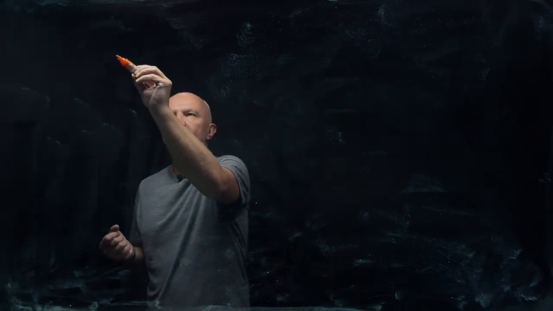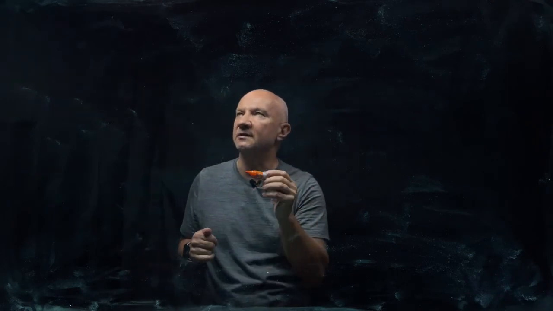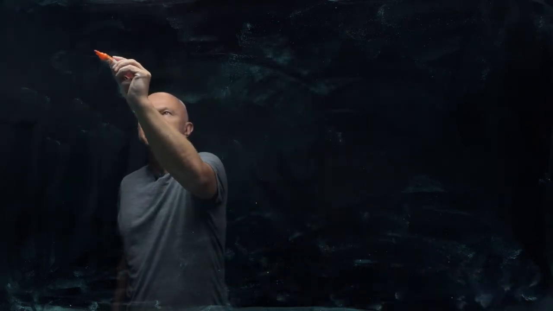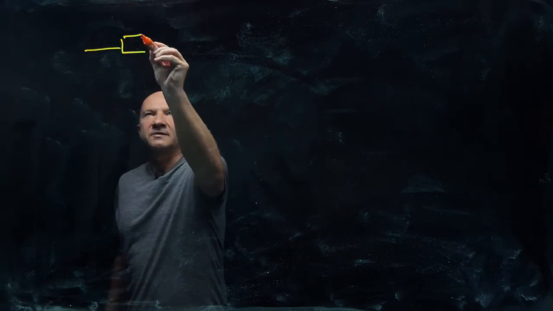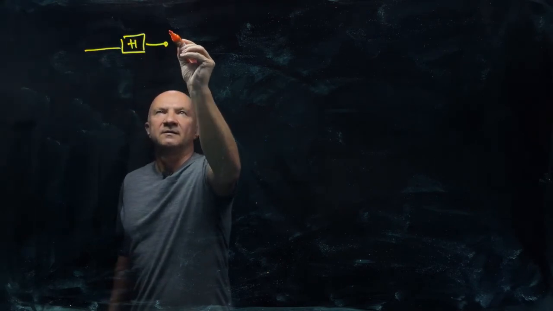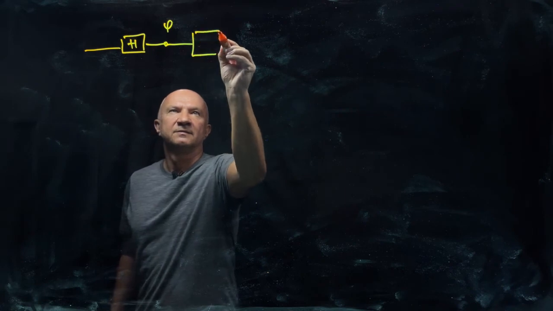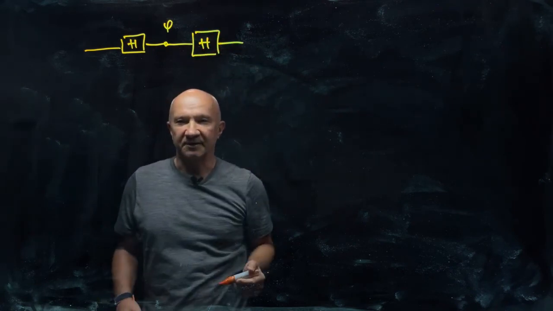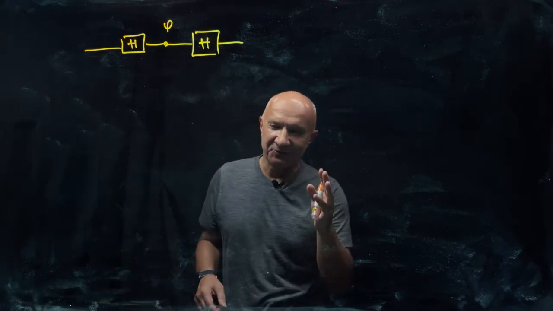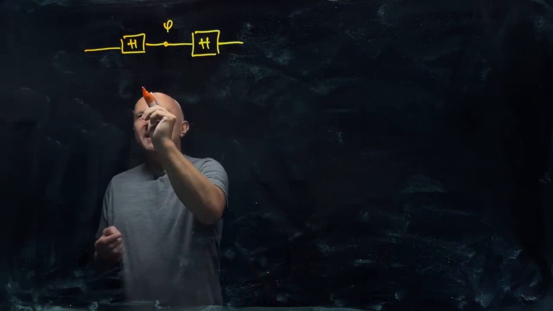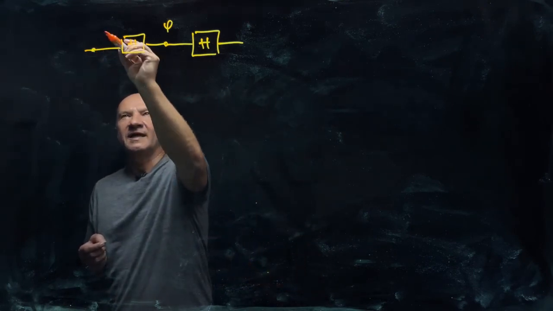So I will claim, and let me just draw this diagram and talk a little bit about it. Let me take our golden diagram, which is Hadamard, phase, Hadamard. You've seen it before, right? And you'll see it many, many times. And let me add two extra operations.